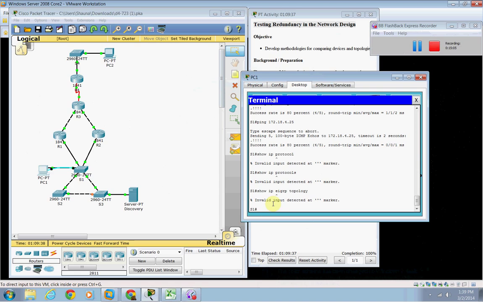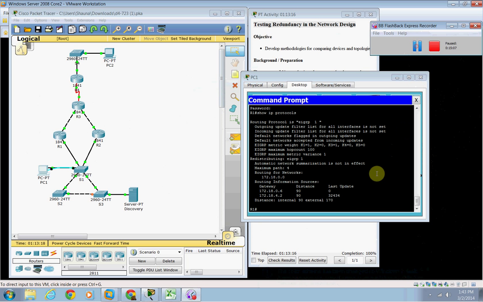Okay, so I telnetted into router 1, and I did the show IP protocols on router 1, and it shows router protocol is EIGRP1, redistributing EIGRP1, and it's going through the 172.18.0.6 gateway and the 172.18.4.2 gateway. So now we're going to try the show IP EIGRP topology.